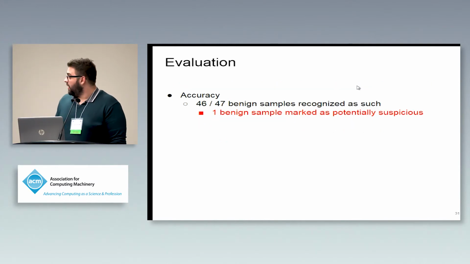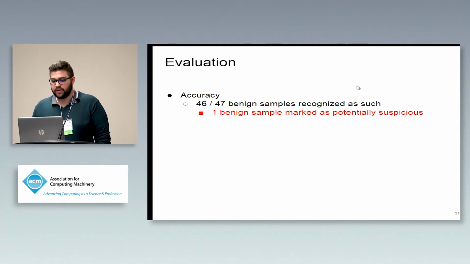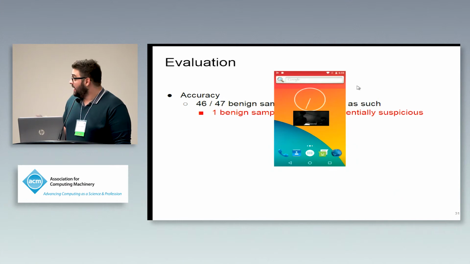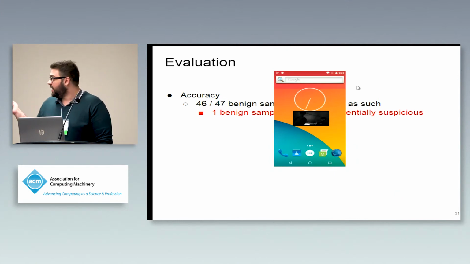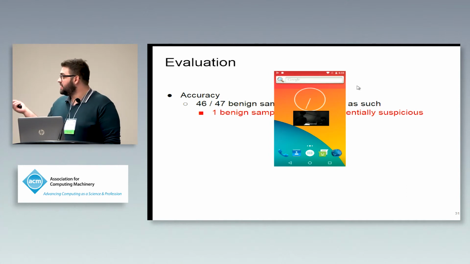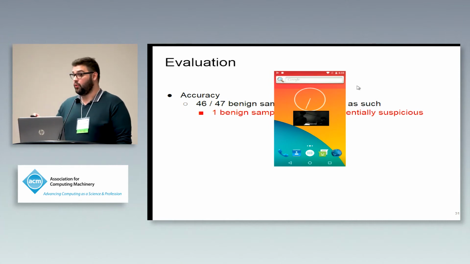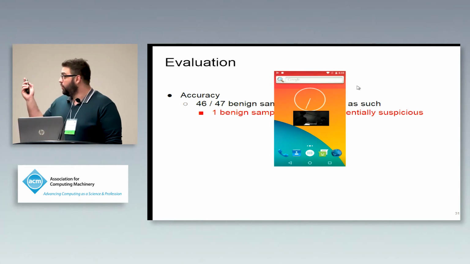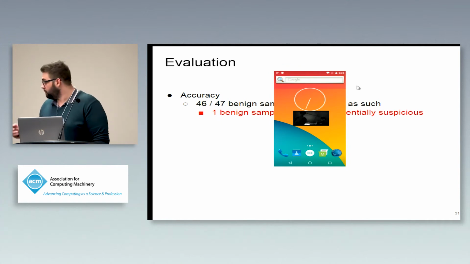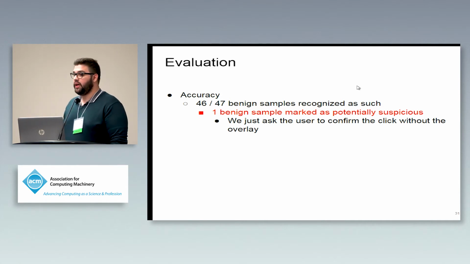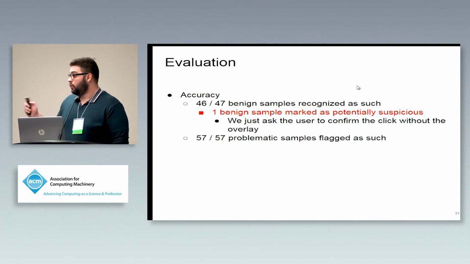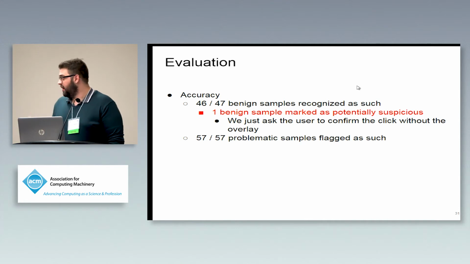By looking at the evaluation, we were able to correctly classify 46 out of 47 benign samples, and we had only one false positive. The false positive is a video player preview from F-Droid. As we can see here, this is a bad example because the application covers the central part of the screen in an opaque way. And this collides with key idea number 1 and key idea number 2. This is, let's say, not a big deal because we just ask the user to confirm the click without showing them the overlay. As for the problematic test cases, we were able to spot all of them.